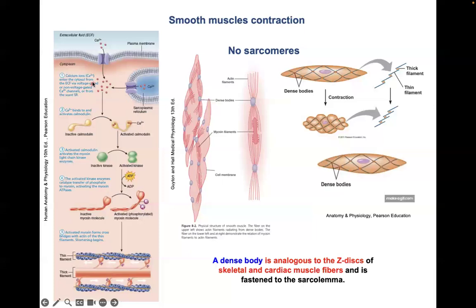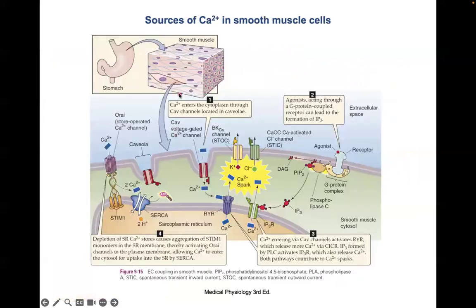Briefly, we have an increase of calcium concentration, and I will show you where calcium comes from. The increase of calcium concentration activates calmodulin. The activated calmodulin activates myosin light chain kinase, which transfers phosphates from ATP to myosin heads. And this is how the contraction begins in smooth muscles. Let's see where calcium comes from in smooth muscles.